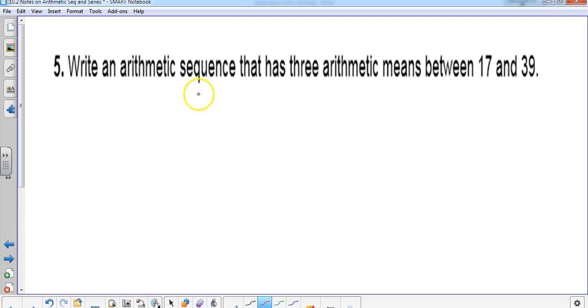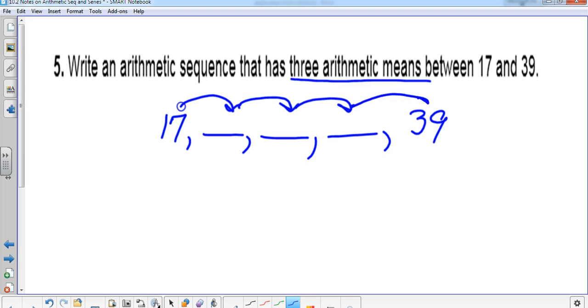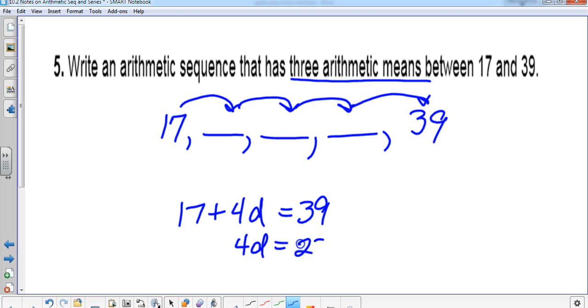All right. This is the new stuff, guys. Write an arithmetic sequence that has 3 arithmetic means between 17 and 39. So there are 3 missing terms we have added to get to 39. How many differences have we added, though? 4 differences. Okay? So 17 plus 4 differences got us to 39. If we subtract, I think it's 22, I did it wrong last period, and divided by 4 is 5.5.